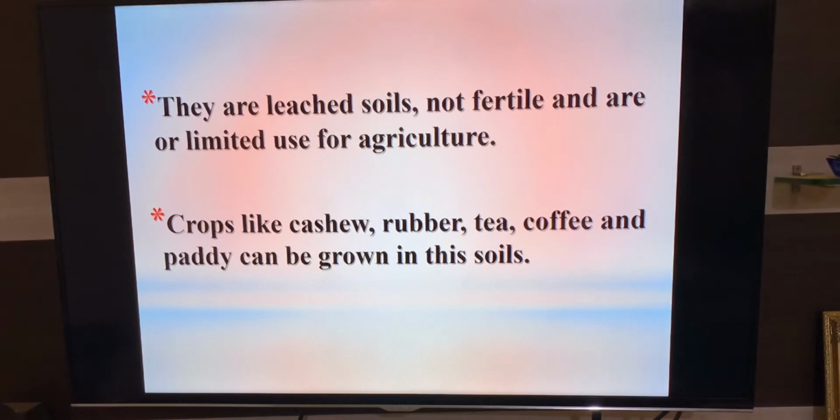So first one is leach soil. The chemicals get dissolved in the soil, so it is not fertile. It is of limited use for agriculture. The crops which are grown from the soil are cashew, rubber, tea, coffee and paddy.